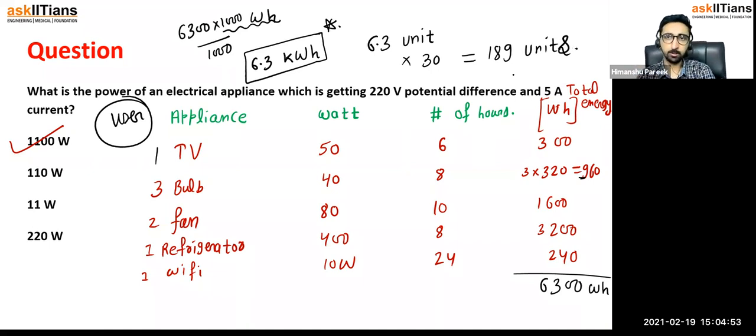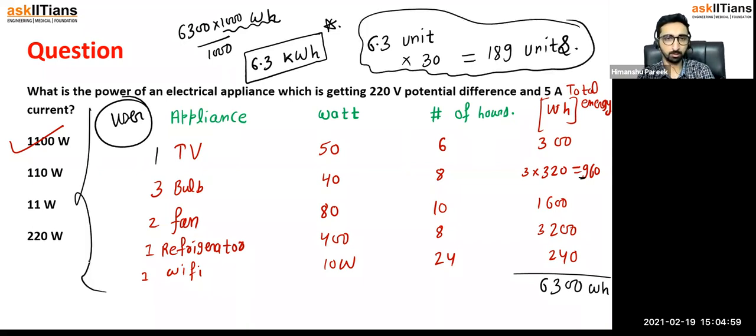Yes, it's correct. So 189 units is what that person is using, with this much energy consumption. Let's say the charge per unit is 10 rupees. So 189 multiplied by 10 is 1890 rupees. That is the electricity bill for his house.